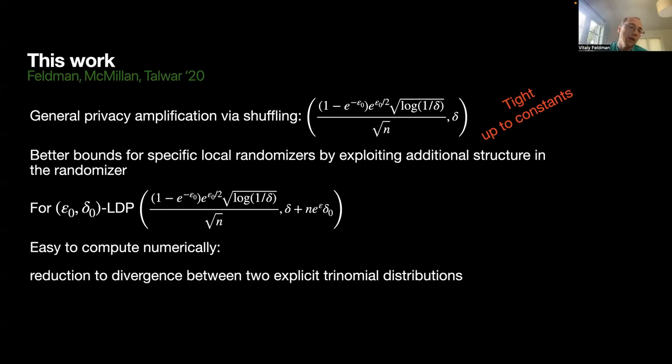And maybe from the practical standpoint, the most important advantage is that it's relatively easy to compute numerically. In a way, the main result can be seen as a reduction of this general bound to a divergence between two explicit distributions over 3 values. And because that divergence can be computed numerically, we get a way to get general bounds on the privacy amplification.